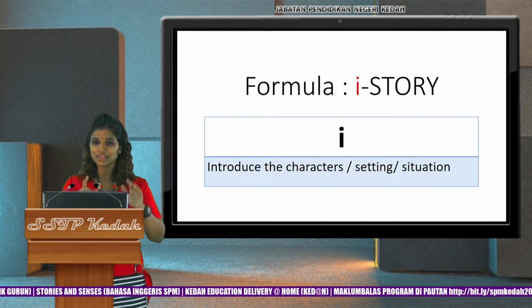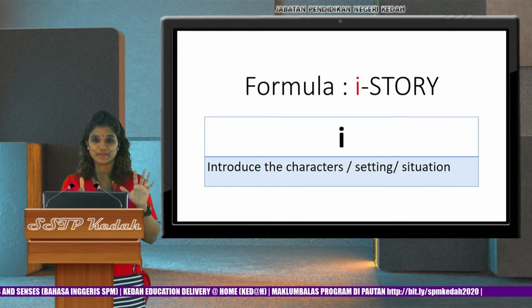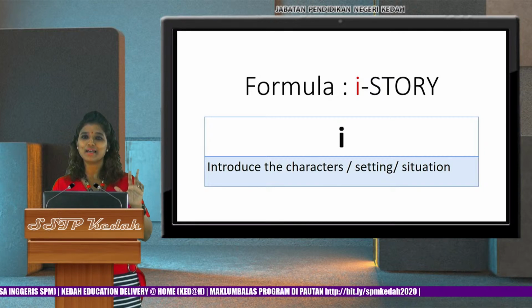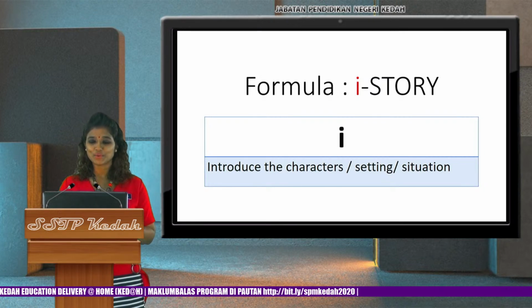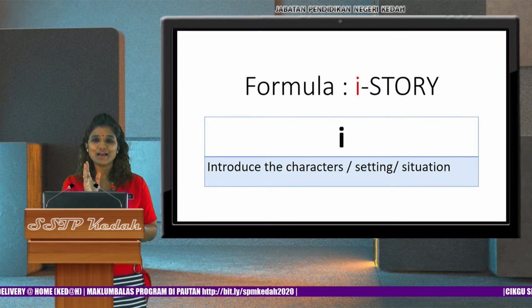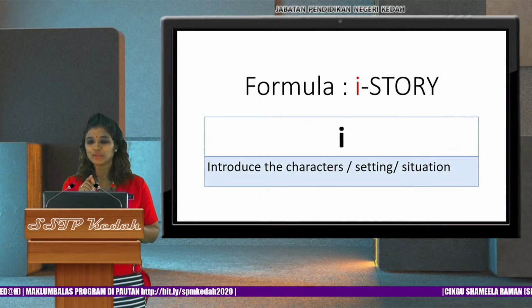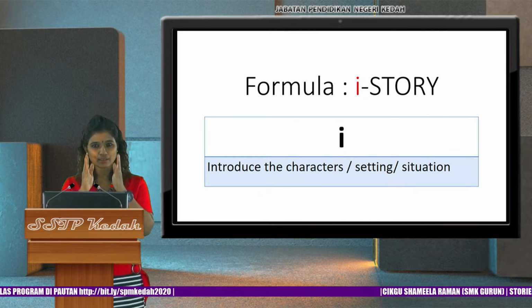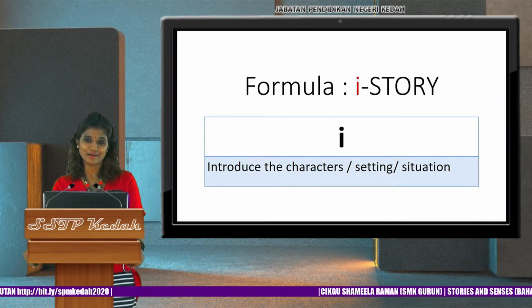So I'm going to be looking at all the six alphabets as six paragraphs. I-S-T-O-R-Y. Each alphabet has its role to help you track your essay. I'll be looking at I right now.